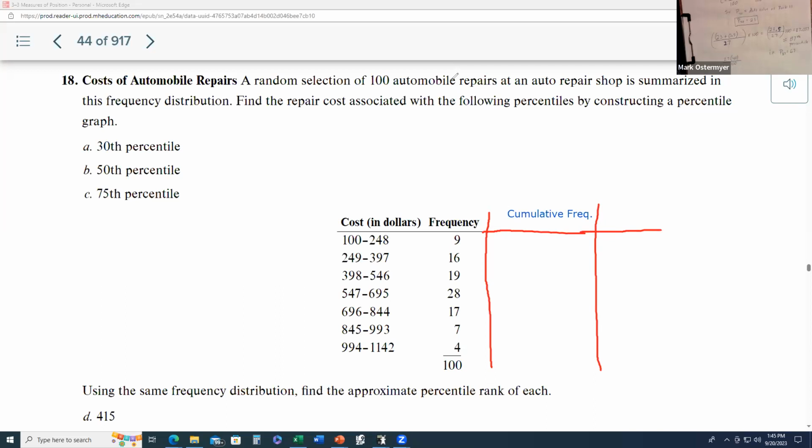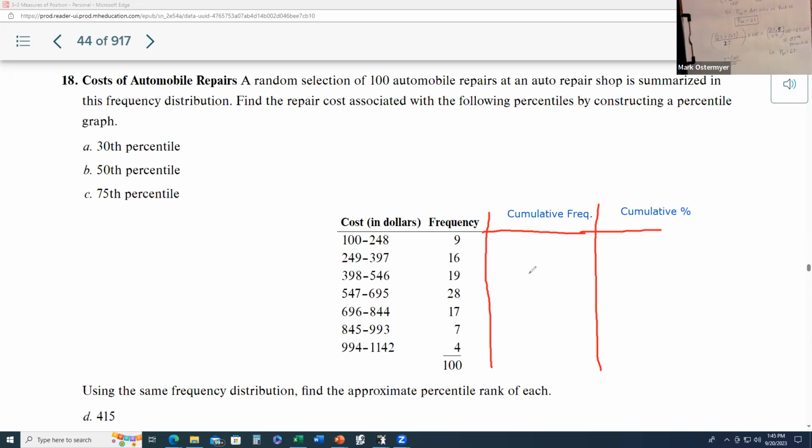And then we're going to have another column at the end, which is going to be called the cumulative percent column. Cumulative percent. Okay. All right, here we go.